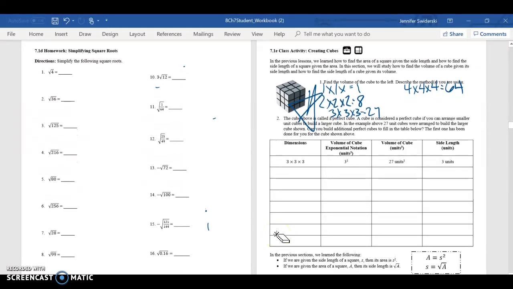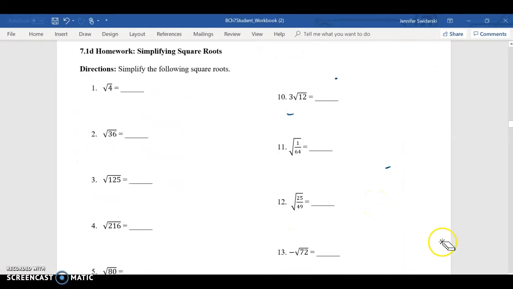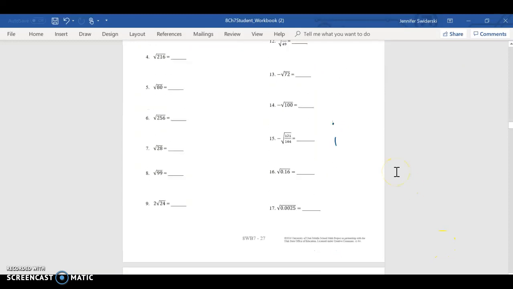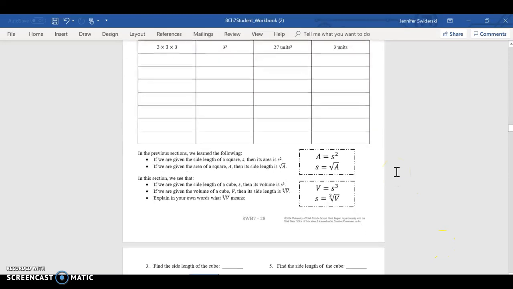All right, guys, go ahead and open your notes to page 29, I believe is the page we're looking at today. So on page 29, Ms. Tversky, we already took notes on this.